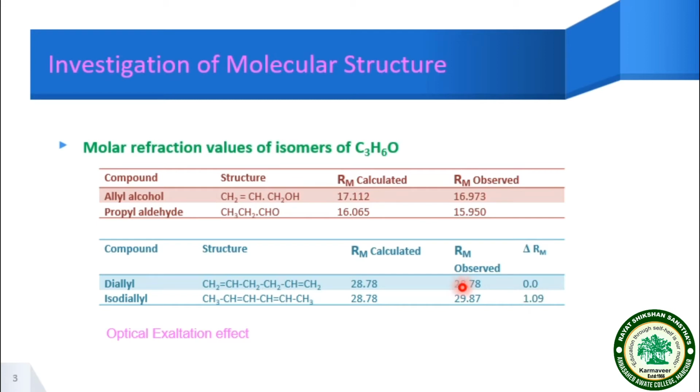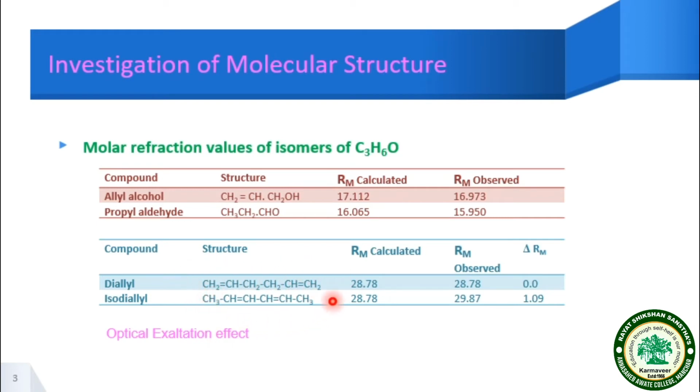These are the expected values and these are the observed values. Observed values are higher, and this increase in the molar refraction values due to the presence of alternate double bonds is called the optical exaltation effect. The constitution of this molecule and the constitution of this molecule is different.